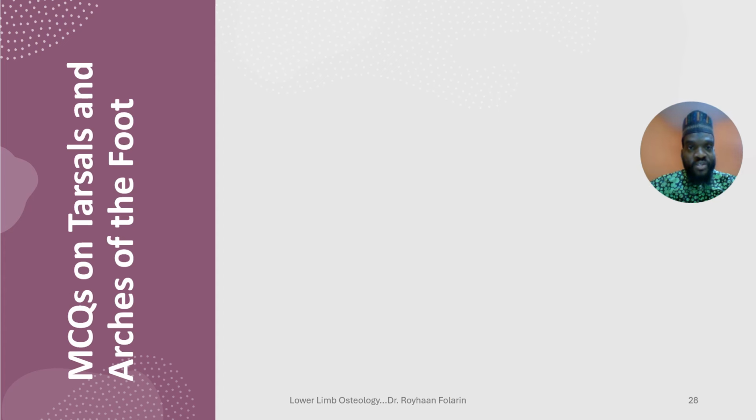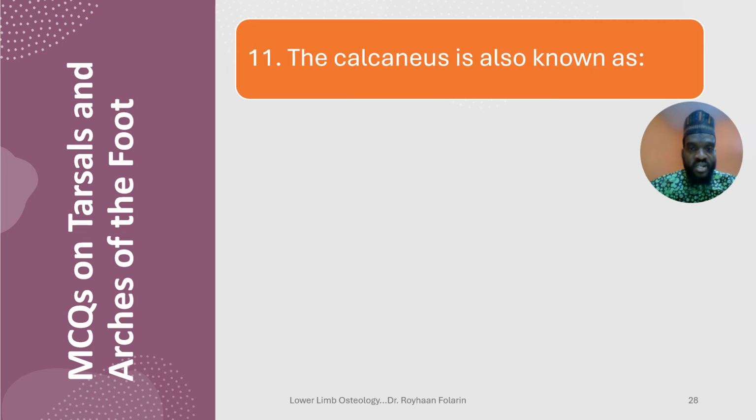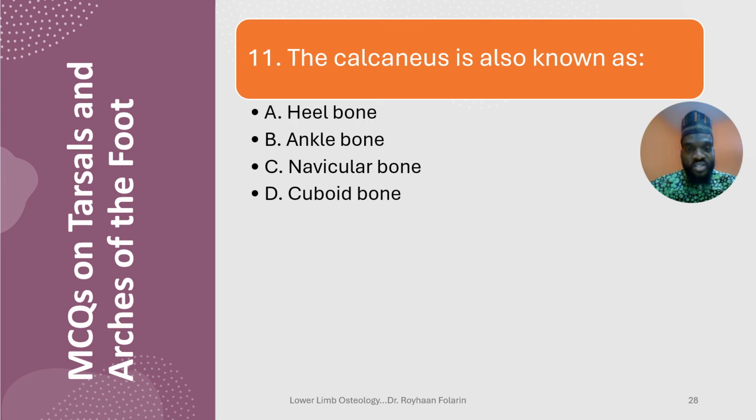So let's evaluate your understanding of the tarsal bones and the foot arches. So for the first question, think about the calcaneus. So what's it also known as? It's known as the heel bone, the ankle bone, the navicular bone, or the cuboid bone.